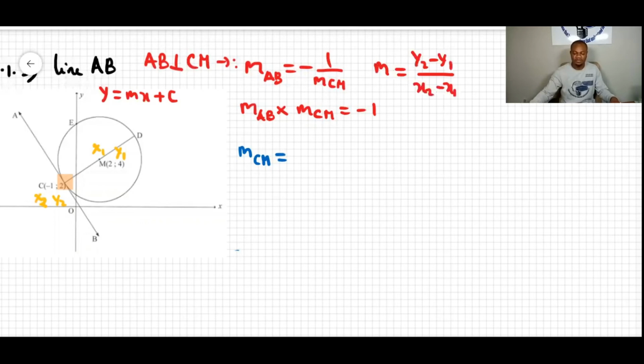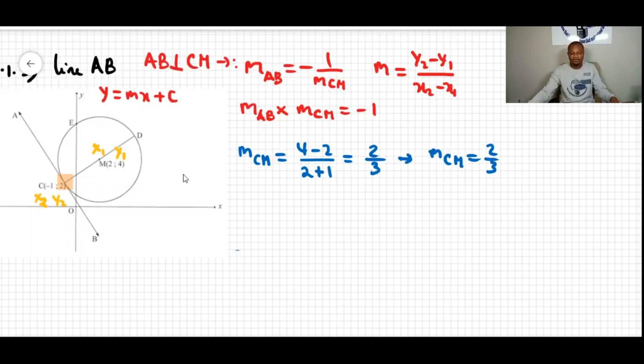So m_CM will be 4 minus 2 over 2 minus (-1). That means I use this 4 minus 2 and then over 2 minus (-1). So this makes 2 over 3. Therefore we can say the gradient of CM is equal to 2 over 3.